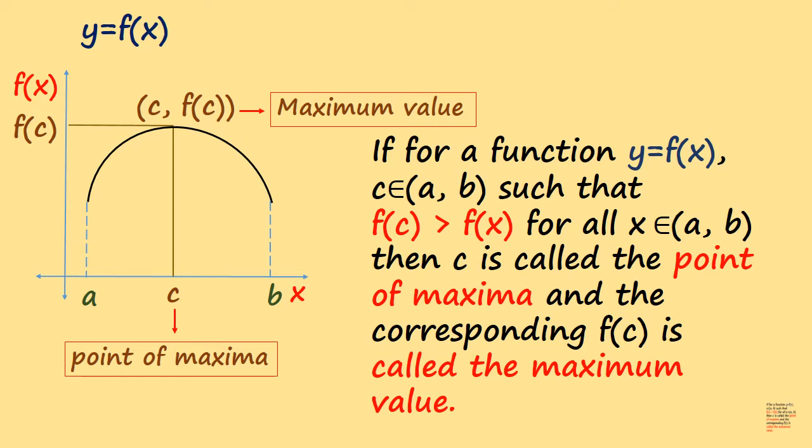So, we can define the maximum for a function like this. That is, for a function y = f(x), c belongs to the open interval (a, b), that is, c lies between the points a and b, such that f(c) is greater than f(x) for all x values lying between a and b. Then c is called the point of maxima and the corresponding f(c), that is a y value, is called the maximum value. Just think about this definition.